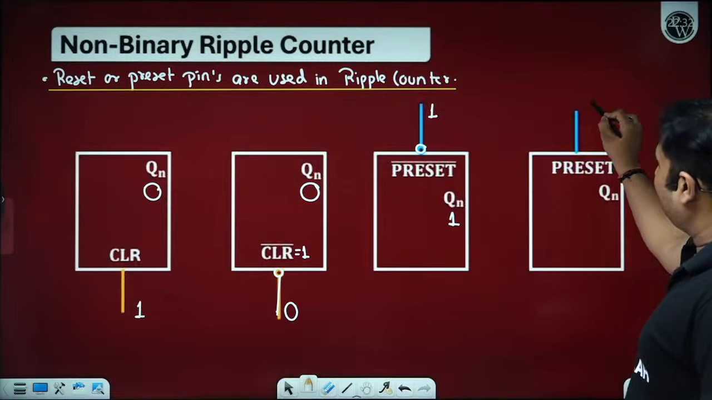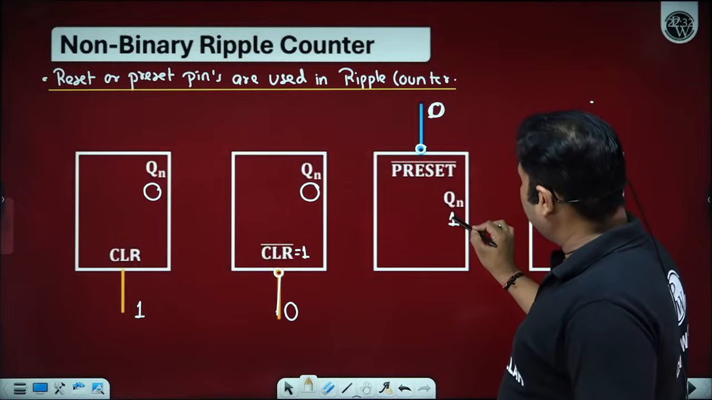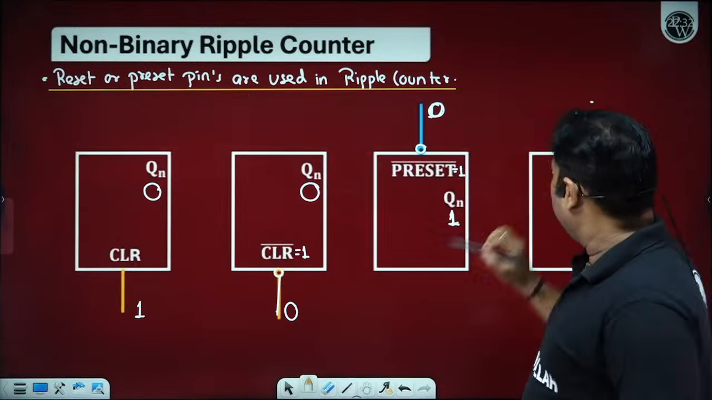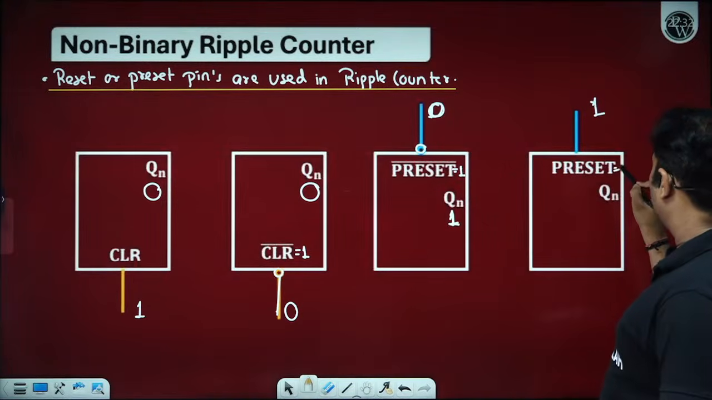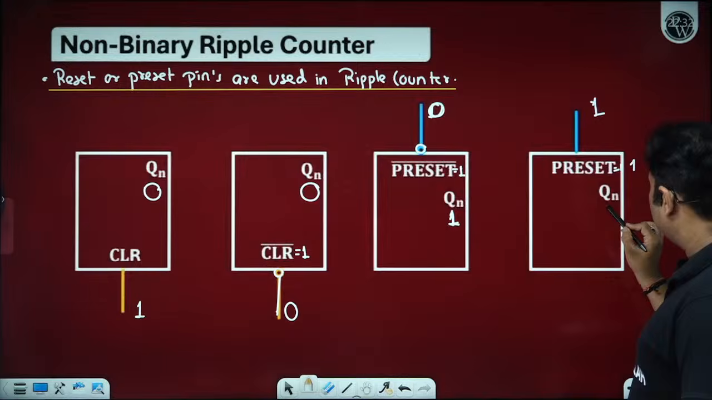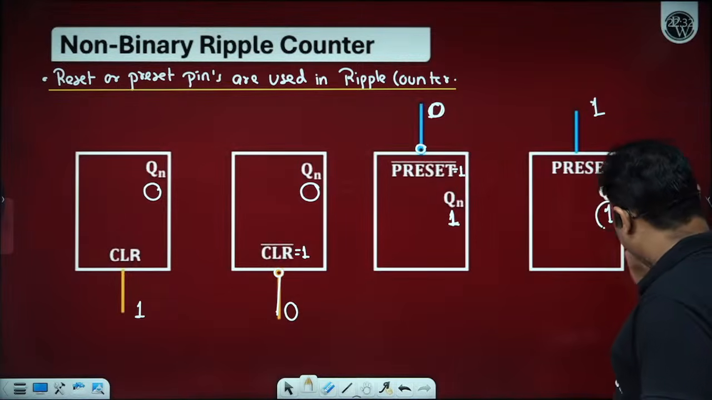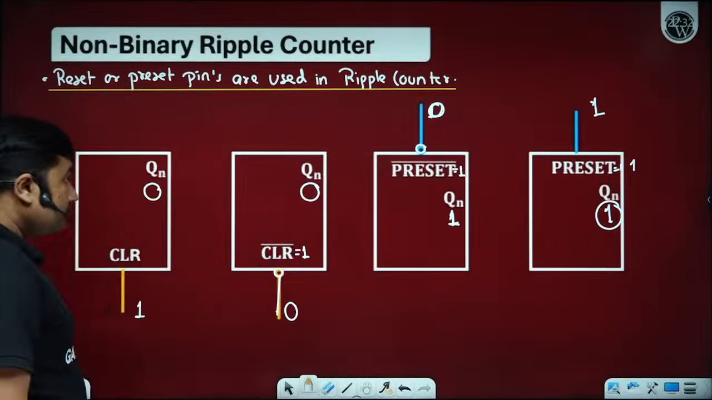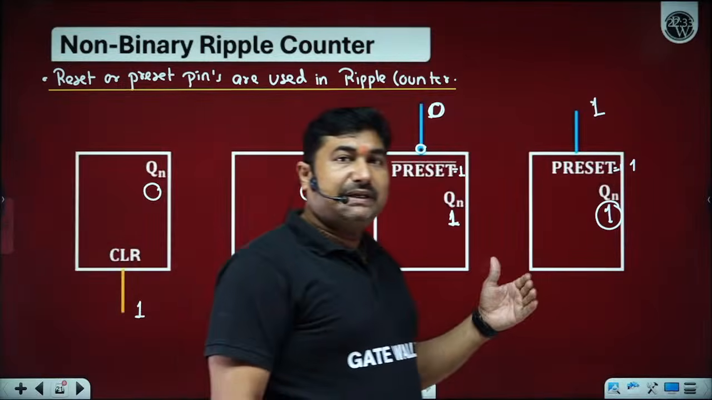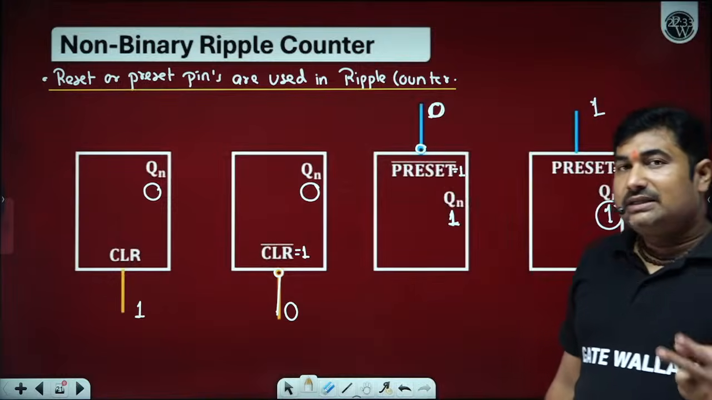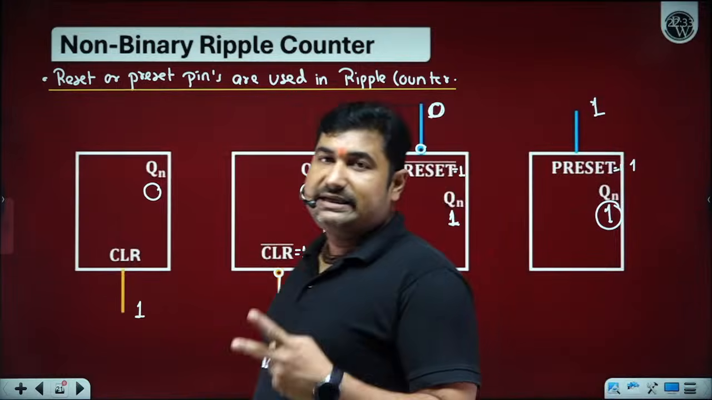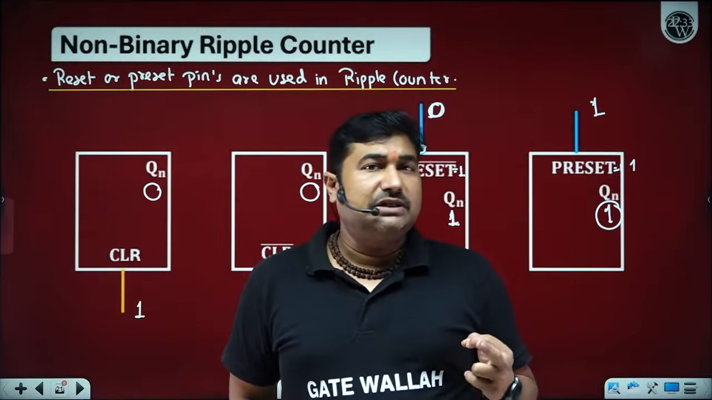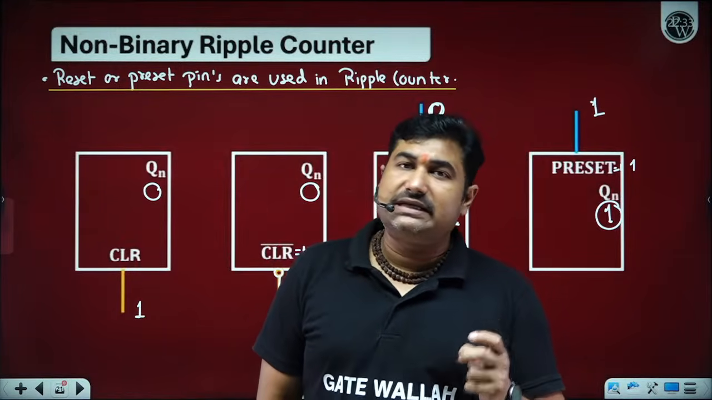If the preset pin is 0, then it is preset to 1, because preset bar is 1. If preset is 1, then also whatever data is at QN is going to be preset to logic level 1. Is it okay? Yes, sir. So now we know about the preset and reset pin. There are two types of preset and reset pin. One is called a synchronous preset pin. Another one is called an asynchronous preset or reset pin.